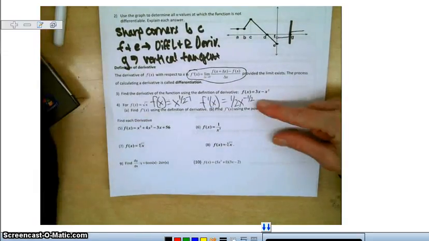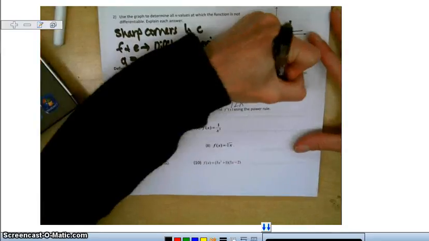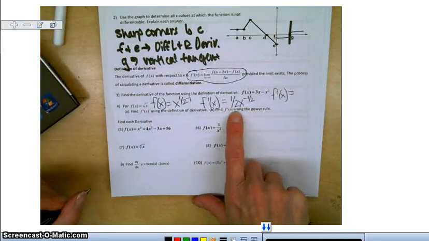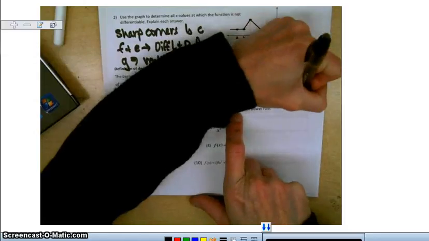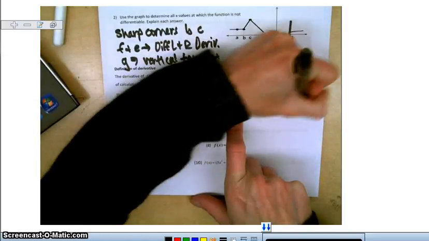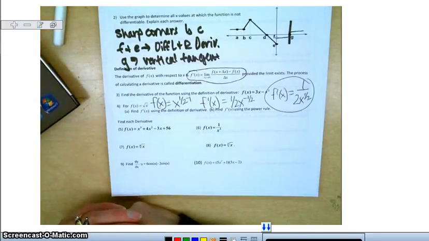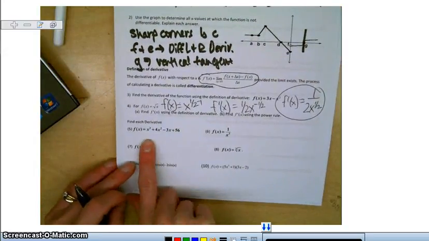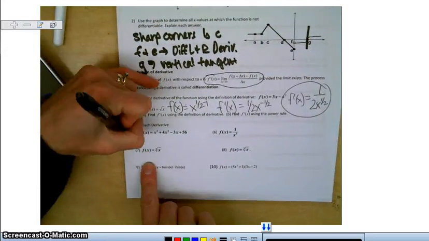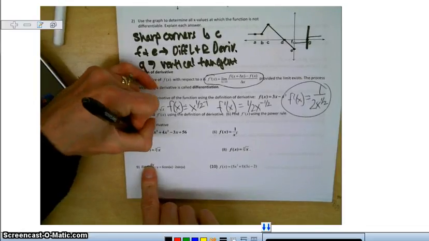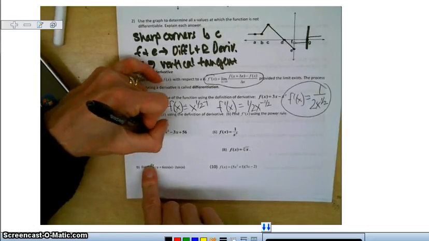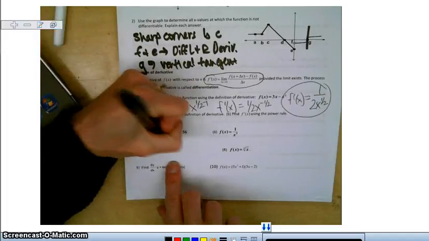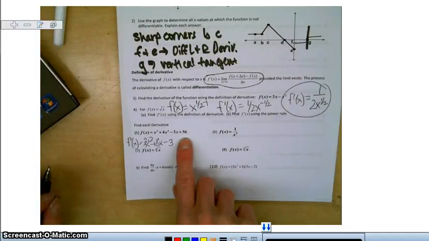Now I have to make it look pretty. So I need to get rid of negative exponents. So f prime of x equals, that needs to go on the bottom. The 2 is already on the bottom, so the 1's going to stay on top, and the 2x to the 1/2 is on the bottom, and I'm done. There's my derivative. So this one's really nice because all you're doing is using the power rule and the sum and difference rule. So the derivative f prime of x would be 3x squared plus 8x, and then the derivative of negative 3x is negative 3, and the derivative of 56 is 0.